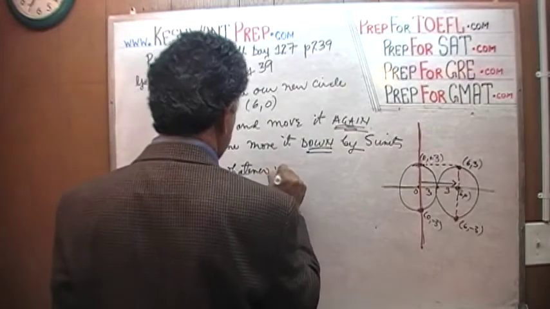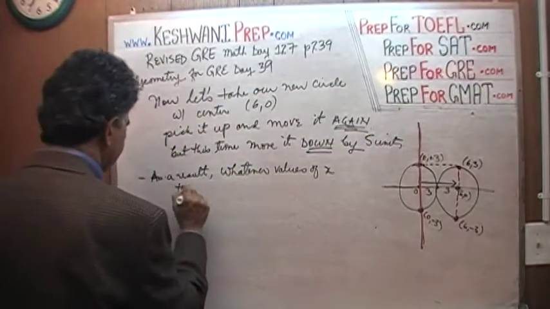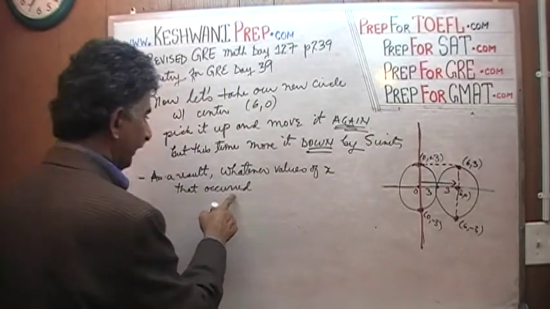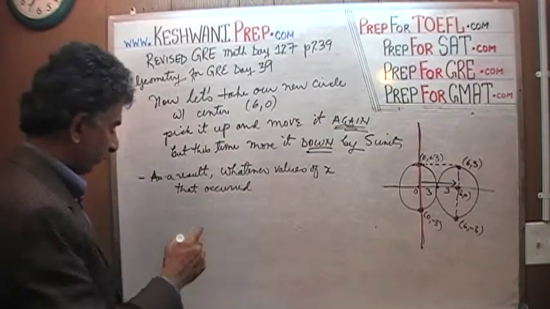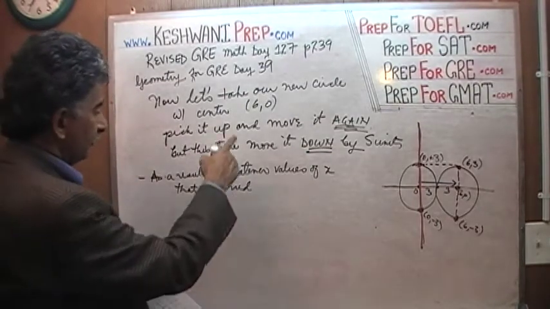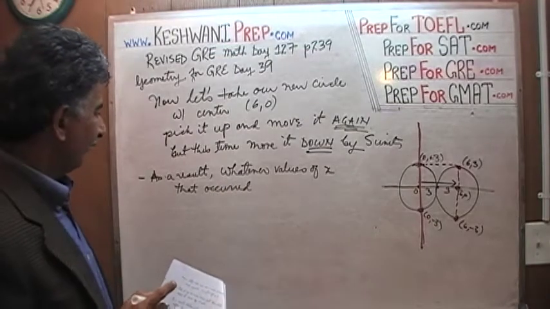whatever values of x that occurred, twice I have spelled occurred with 2 R's in it. I hope I'm correct. As a result, before also I spelled the word occurred with 2 R's. I hope I'm right.